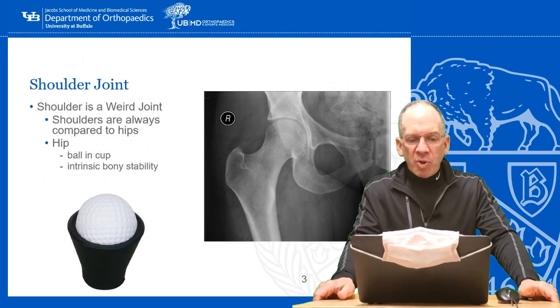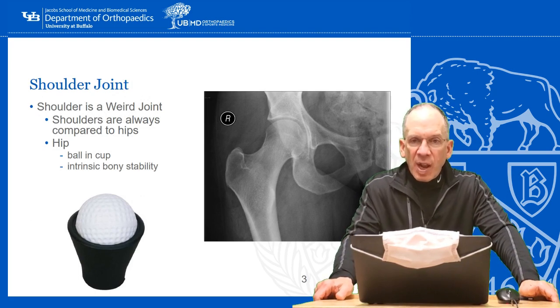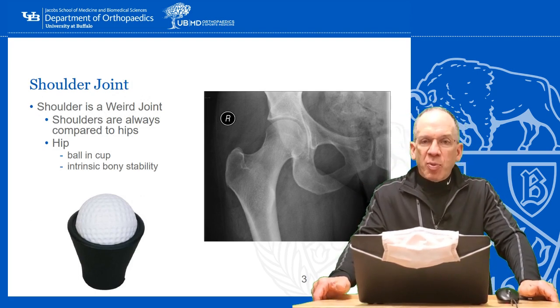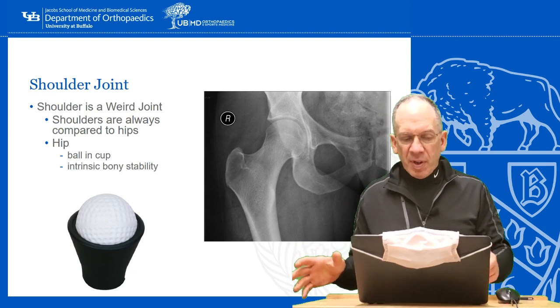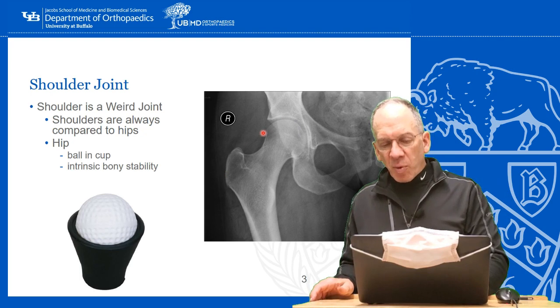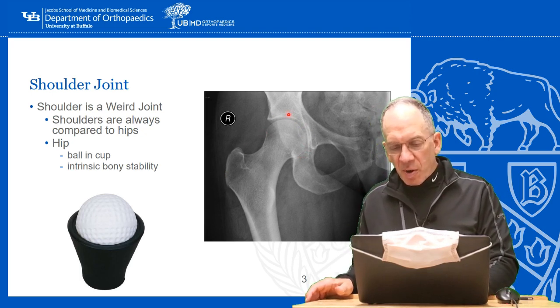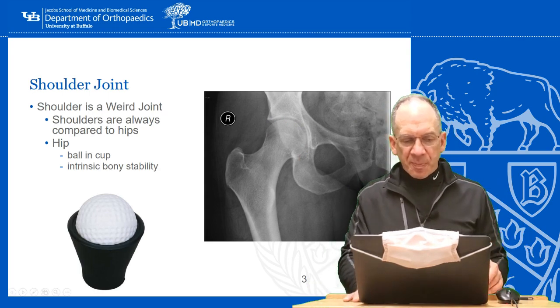So the shoulder joint is a weird joint, and shoulders are always compared to hips. If you have an operation that takes place in the hip, I promise you, within 10 or 15 years, they'll design a similar operation for the shoulder. However, the analogy is not perfect because the hip really has a lot of bony stability. The hip really is a ball in a cup. And so even without all the soft tissue structures holding it in place, the femoral head is covered very well by the acetabulum, unless the acetabulum is dysplastic.